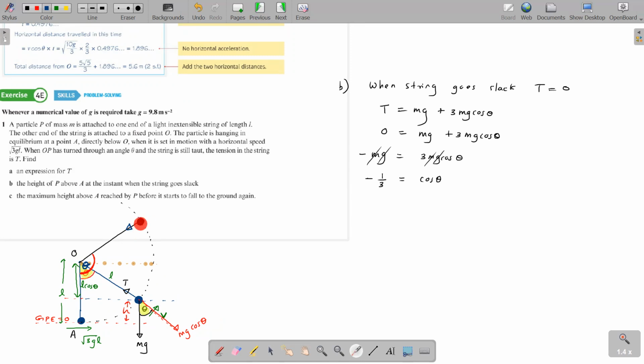So this is the place where the string goes slack. The tension is basically becoming 0 at this point. So you need to find this height. So guys, how are we going to find this height? How are we going to find this height? I think you can see we can break the height into 2 sections.